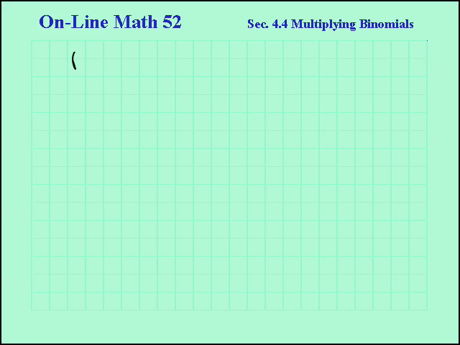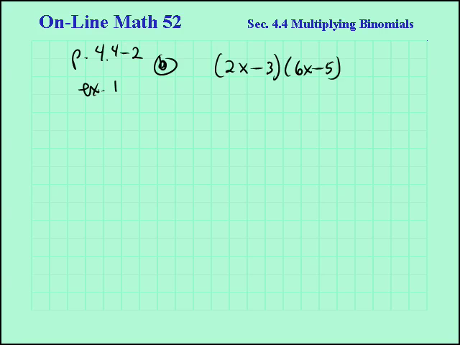So now we're looking at section 4.4, page 2, at example 1. And I want to do 1A and then 1B and then example 1C. So let me start with 1B, which says 2x minus 3 times 6x minus 5. If we consider these 4 products, FOIL, then we're going to be able to just think about them sometimes and write them down quickly without having to show all the lines.